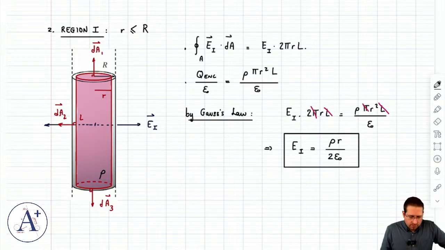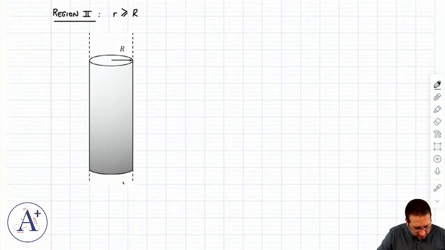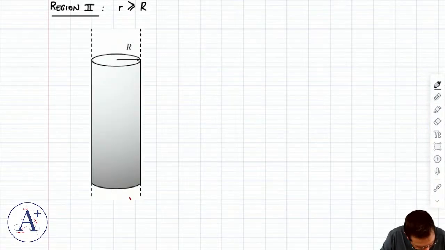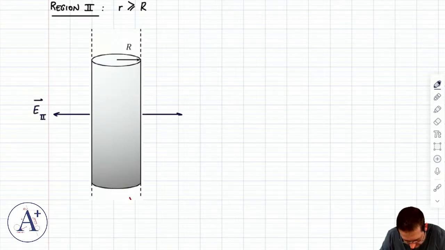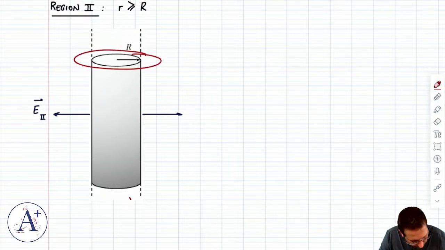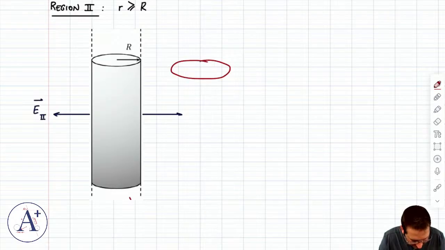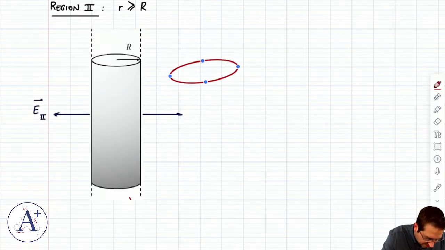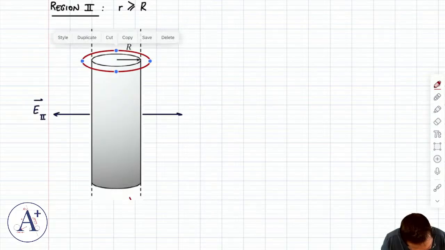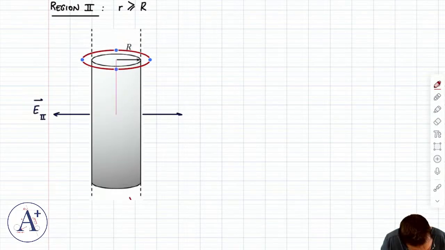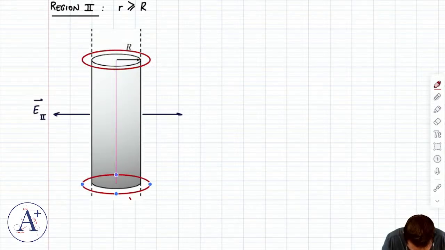Okay, region 2. Let's go ahead and do that. At this point, hopefully you're starting to catch on, realizing that it's always going to be the same thing. The difference, of course, now is that we want a Gaussian cylinder that is going to be bigger than your actual cylinder, right? Because you want to find the electric field outside. And so you're going to do this.